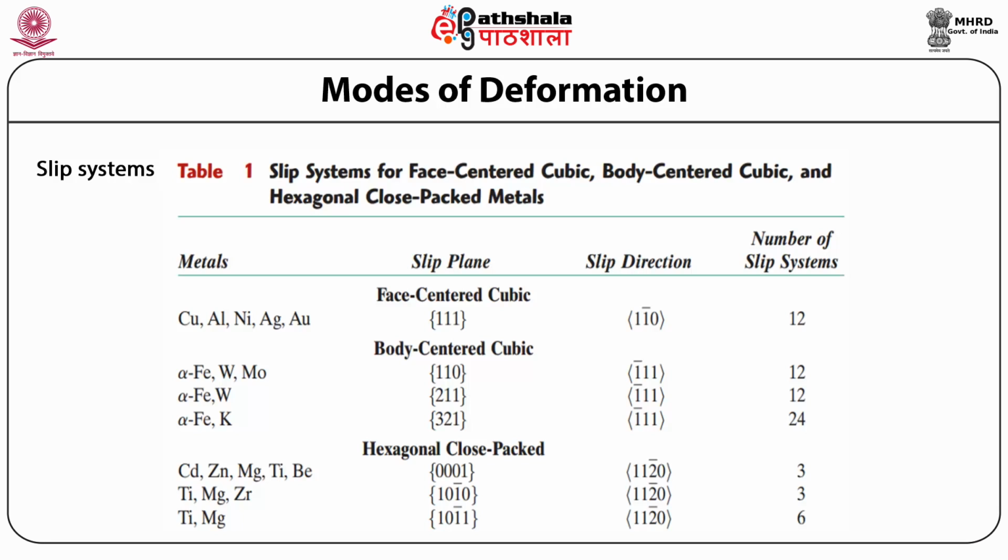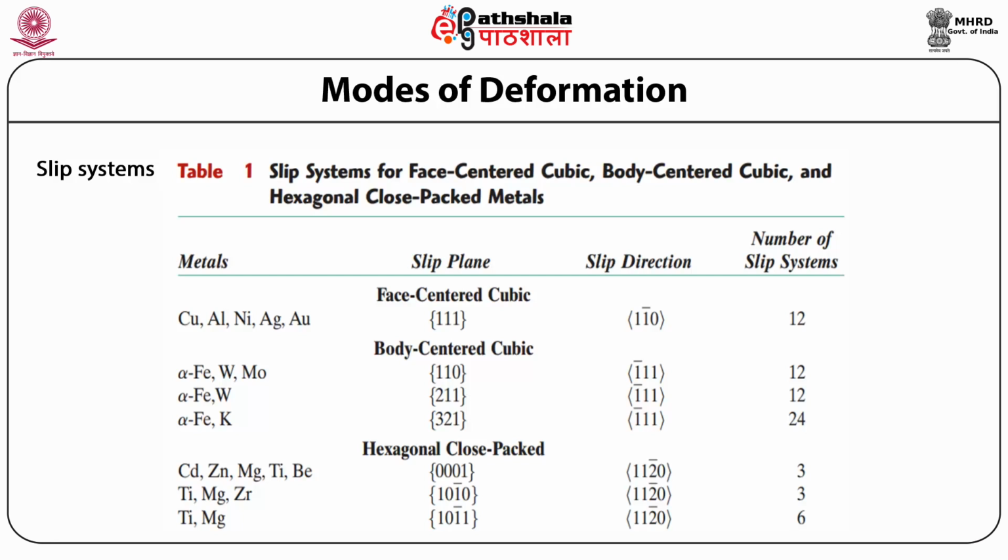Then again in the same BCC category, there is a third set of metals, which are alpha iron, that is alpha Fe, and potassium, which is denoted by K. These have the slip plane {3, 2, 1} in the curly brackets. The slip direction is the same as the above two, that is <1 bar, 1, 1> in the triangular brackets, but the number of slip systems here is the maximum, which is 24.